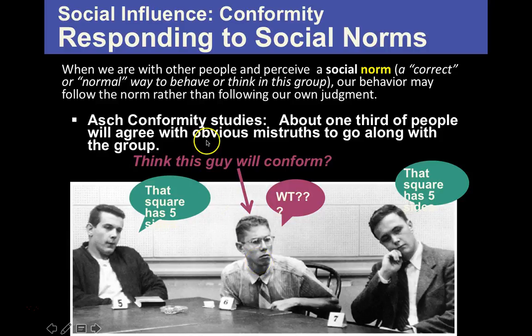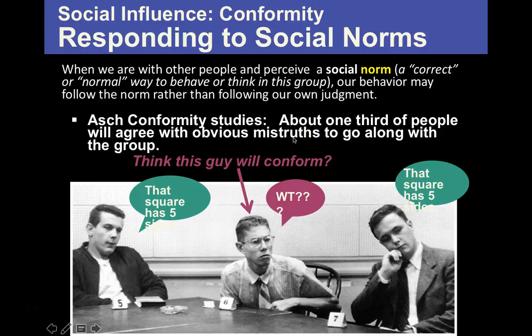Well, in the Asch conformity studies, the average participant responded with the wrong answer, C, about 1/3 of the time. So basically, they went along with the group, even though it was so obvious that the group was wrong. Okay, they went along with the group. They're saying in their head, "What the heck is going on here?" But they conform, about a third of the time.